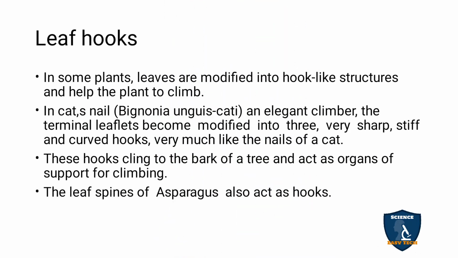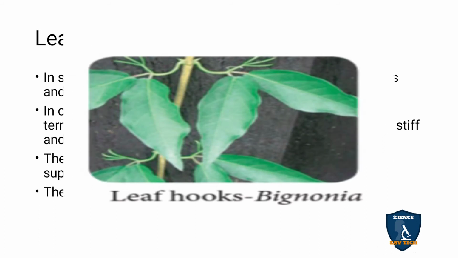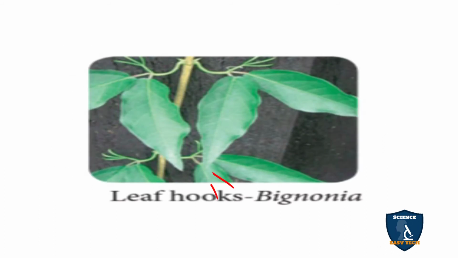Next, the hooks. The leaf is modified into a hook-like structure which helps in climbing. The example is Bignonia unguis-cati, that is cat's nail, and it is helpful for climbing. The nail of the cat looks like a hook-like structure, and this hook-like structure is helpful in climbing in Bignonia.